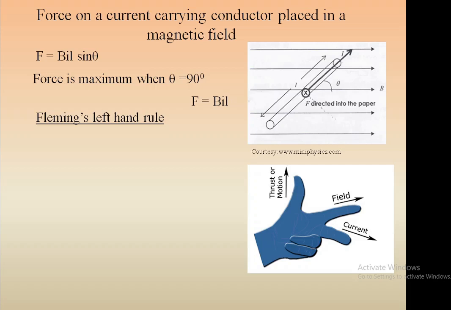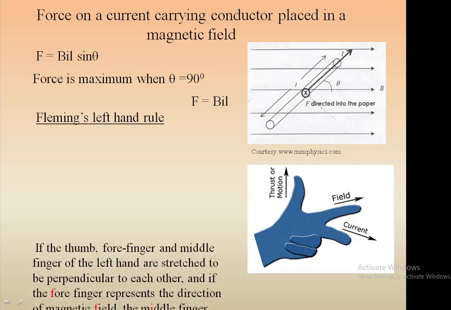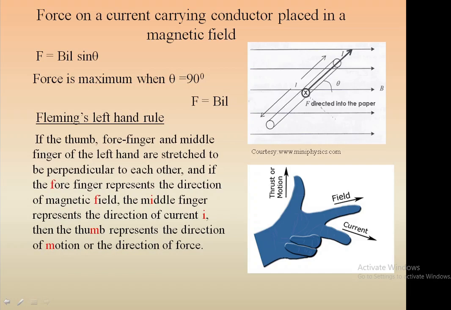So take your left hand and stretch the middle finger, forefinger and thumb in mutually perpendicular directions, that is, along the x, y and z directions. If the forefinger is pointed in the direction of the magnetic field, and the middle finger represents the direction of the current I, then the thumb represents the direction of motion or the direction of the force. Using Fleming's left hand rule, we can find the direction in which the conductor moves or the force acts.